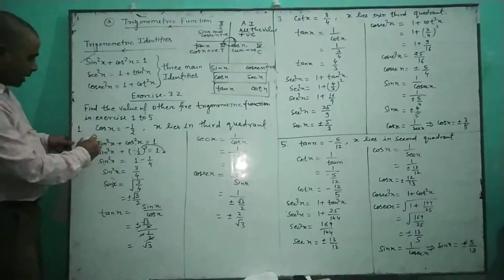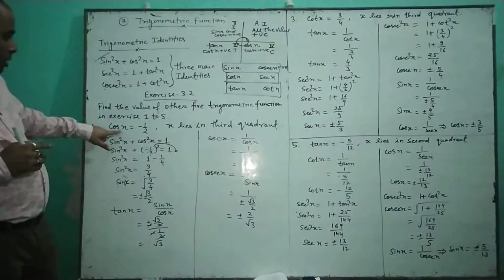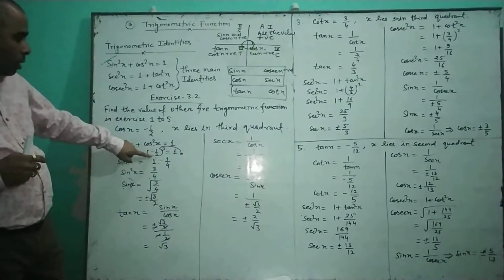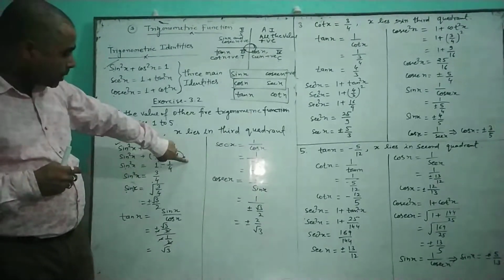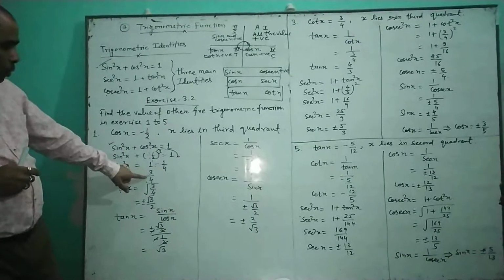Now using the first identity, sin square x plus cos square x is equal to 1. Given cos x is equal to minus 1 by 2. The minus 1 by 2 whole square will be 1 by 4. And 1 by 4 will be transferred here. We get 1 minus 1 by 4. Sin square x is equal to 3 by 4.